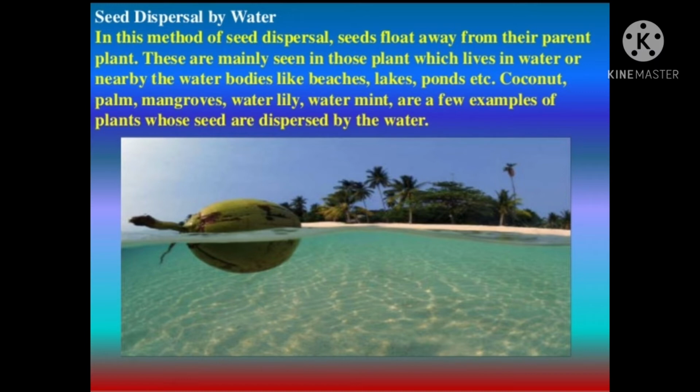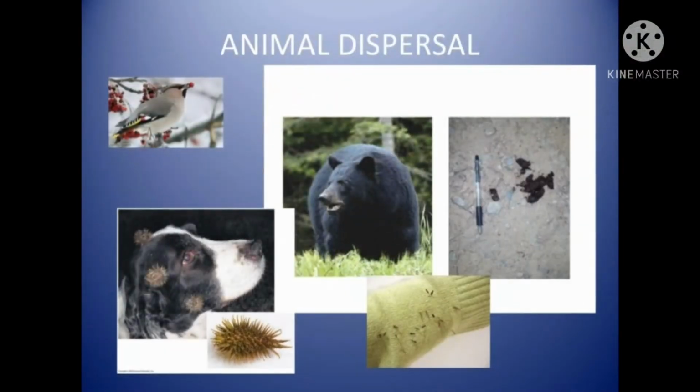Coconut, palm, mangroves, water lily, water mint are a few examples of plants whose seeds are dispersed by water.